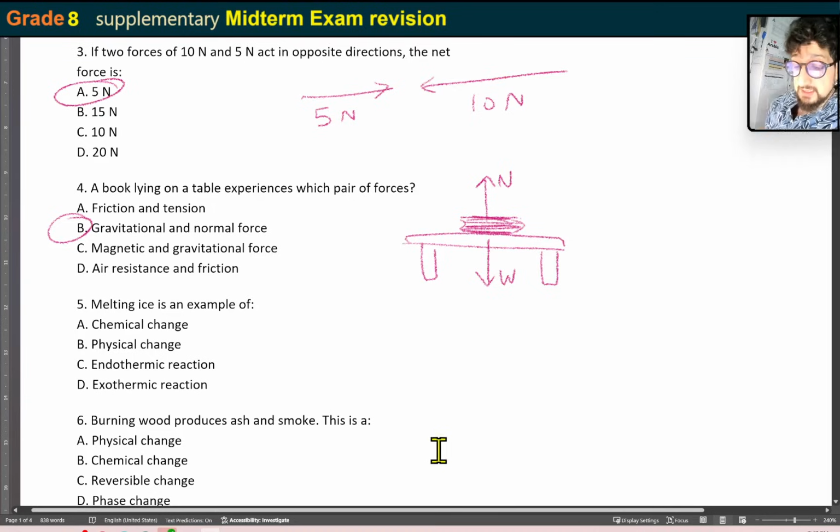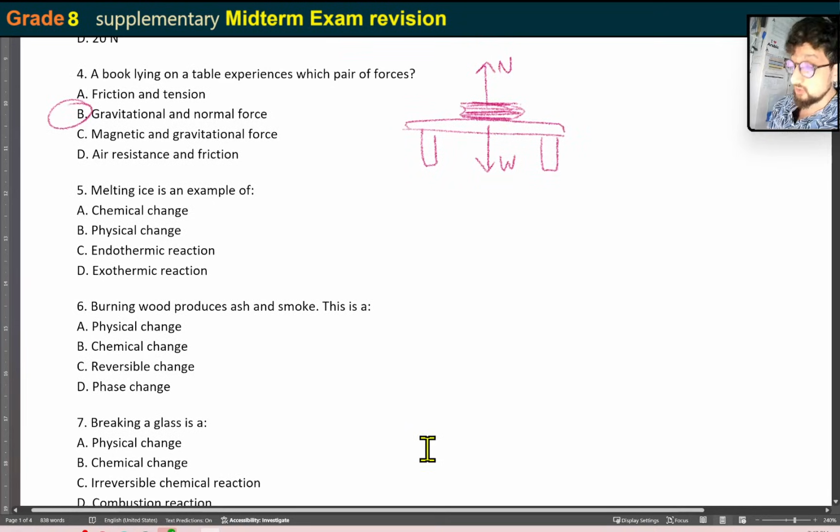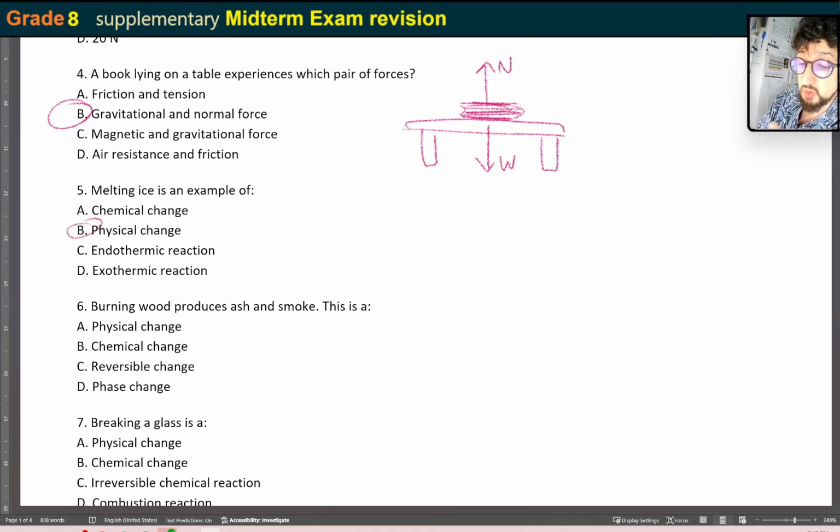Melting ice is an example of what? A physical change, a chemical change, an exothermic or an endothermic reaction. So two answers for this one, which you don't have in the exam. You always have one answer. But for this particular question, it's two answers, and the reason why is because I'm going to explain it. So first of all, it's a physical change for sure. But also, is it endothermic or exothermic?